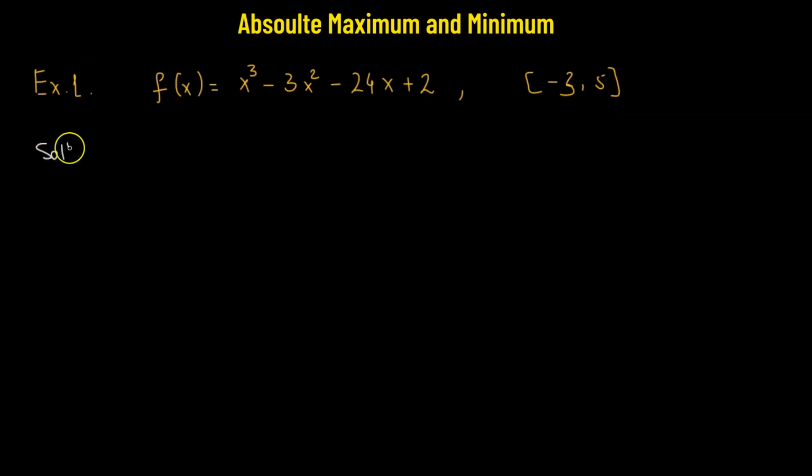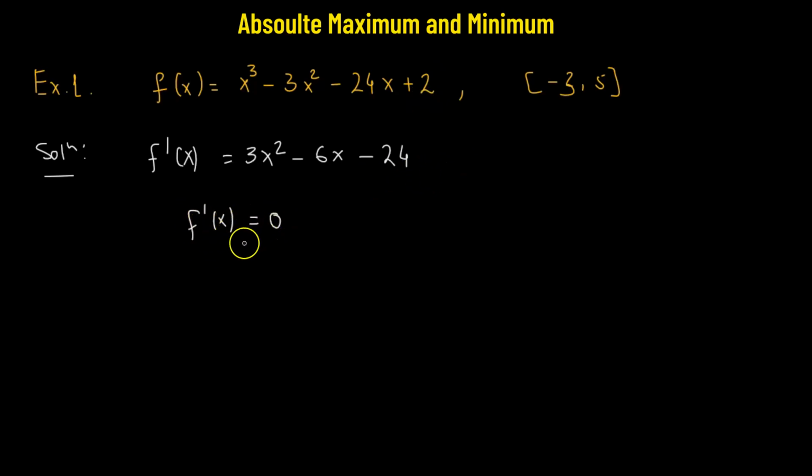First we will consider the function f of x and find its derivative with respect to x. So we'll find f prime of x. The derivative of x cubed is 3x squared, minus the derivative of 3x squared which is 6x, minus the derivative of 24x which is 24, and the derivative of 2, since it's a constant, is simply 0. Then we equate this to 0, and this will help us find the critical points. So we have 3x squared minus 6x minus 24 equals 0.